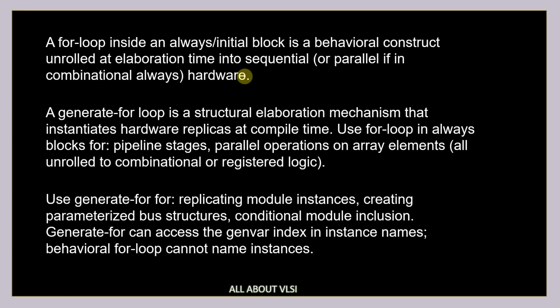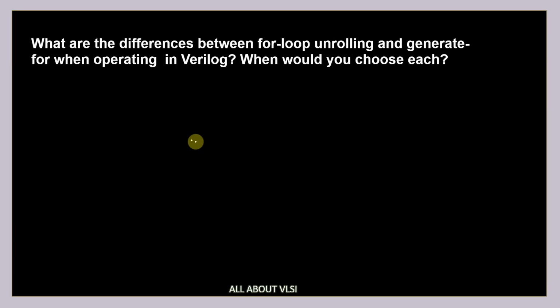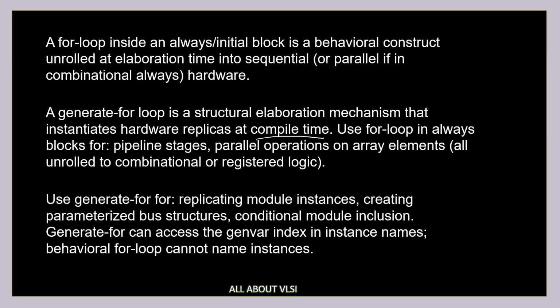But a generate for loop is a structural elaboration mechanism that instantiates hardware replicas at compile time. Suppose you are going to build a 30-bit ripple carry adder, and you want 30 instances of your ripple adders. Then you can use a generate for loop and iterate the instances 30 times. In that case, you can think of using a generate for loop, right?